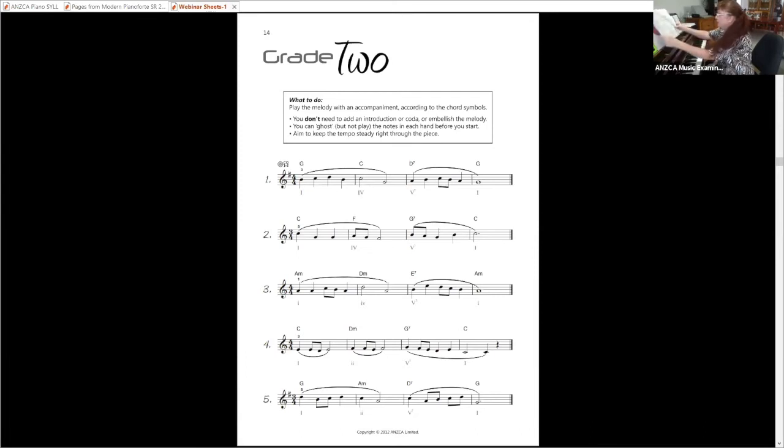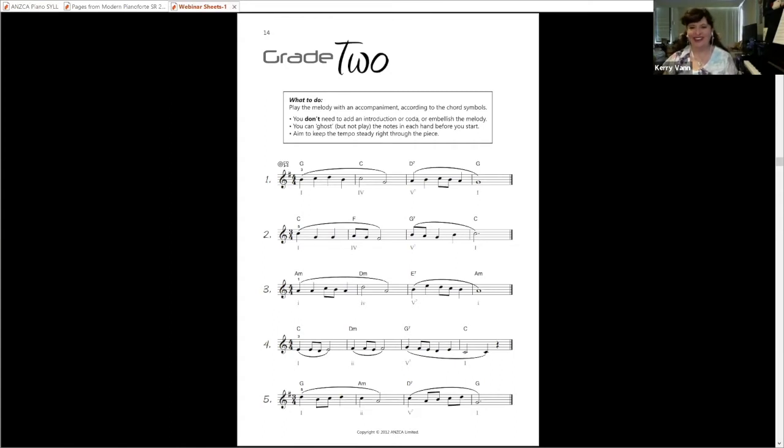Where it says, this is the minimum required for grade 2, played evenly and fluently. This will earn you full marks from the examiner. Okay, Kerry, are you ready to examine me? I'm ready, Mrs. D. Here we go. And Mrs. D just got 10 out of 10.